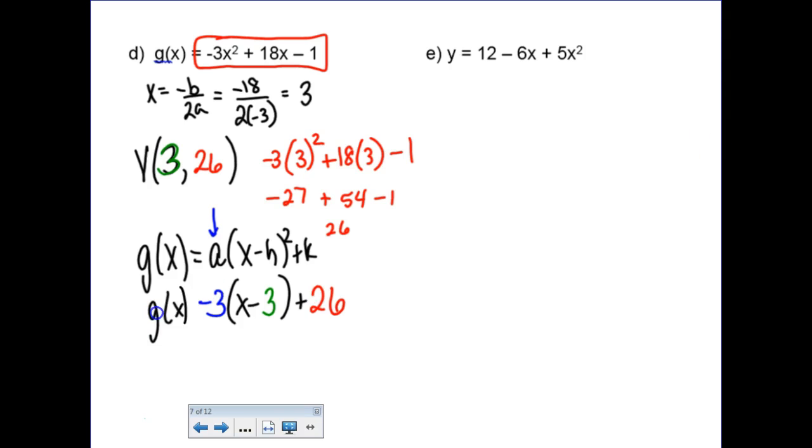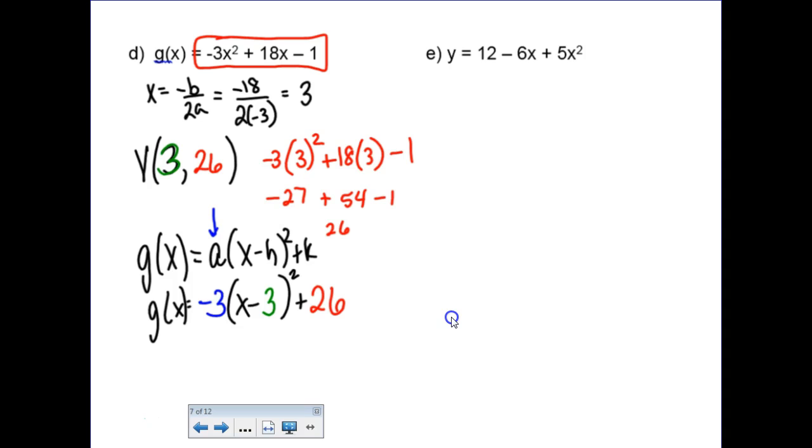So this parabola in vertex form is negative 3. Oops, what did I forget? Silly me. I do this every time. Isn't there supposed to be a squared somewhere in this problem? It's x minus 3 quantity squared. Alright, so this parabola in vertex form is negative 3 times x minus 3 squared plus 26.